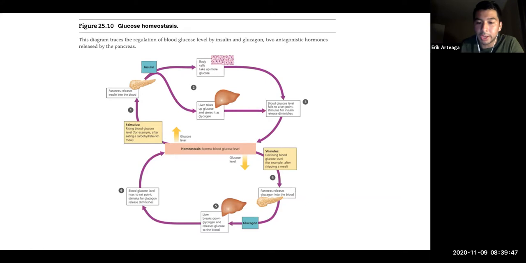Your pancreas will then release glucagon, okay? So now you don't have a meal, you don't have sugars actively coming into your blood. Your body needs to get those sugars back out, okay? So glucagon will do this. The liver breaks down glycogen in response to the glucagon and releases those glucose molecules back into the blood, okay? Blood glucose level rises to a set point, so the stimulus for glucagon release diminishes. Okay, so now you're at an adequate level.